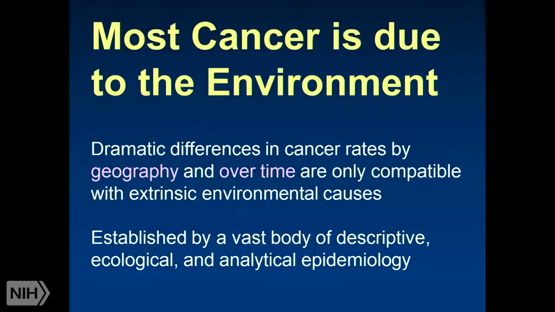It's kind of a rule of thumb in epidemiology that most cancer is due to the environment. That's because variation by geography and over time is only compatible with extrinsic environmental carcinogens. So there's a vast body of descriptive, ecological and analytical data that establishes this. And by the way, when I say analytic epidemiology, it refers to defined case control and cohort studies where confounders are taken into account.